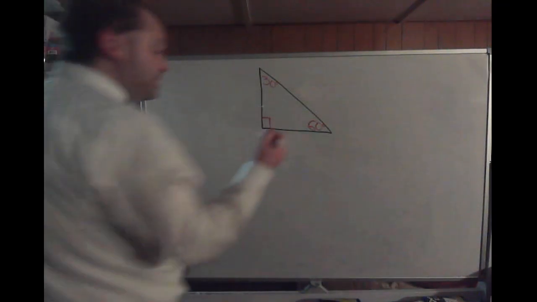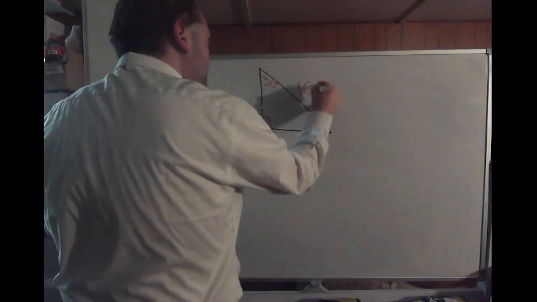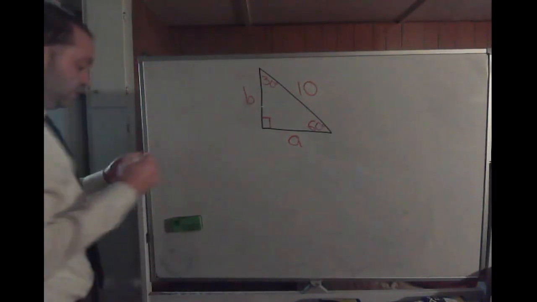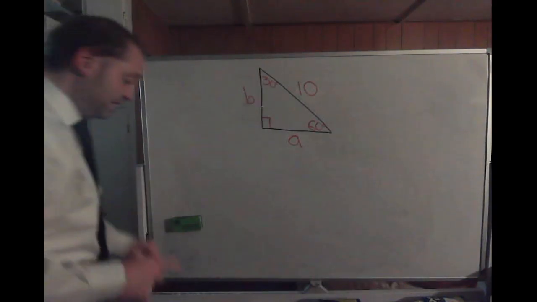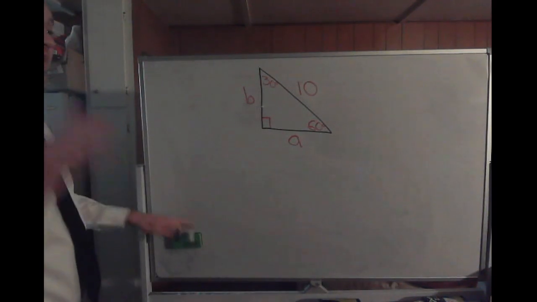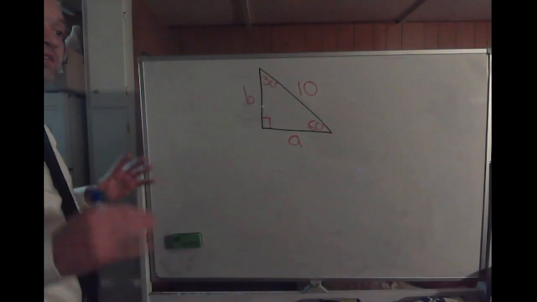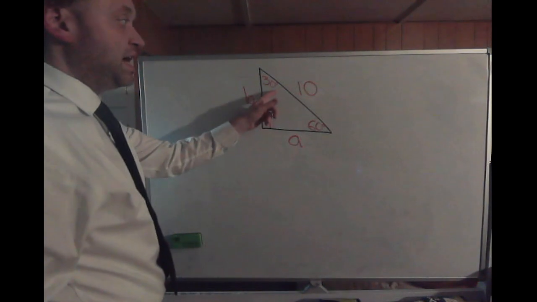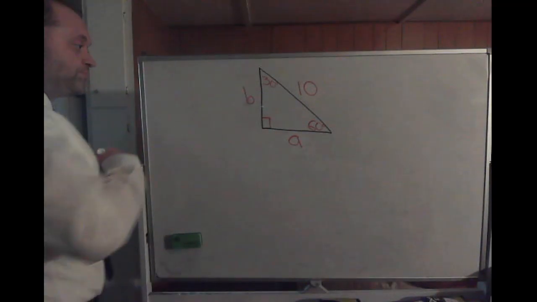Alright, so this time the hypotenuse has a length of 10. Here's the length of A, here's the length of B. Well, this time we don't know the lengths of the two legs, but we do know the length of the hypotenuse. In this case, if you only know the length of the hypotenuse, the best place to start is with your shorter leg, which is opposite the 30-degree angle.